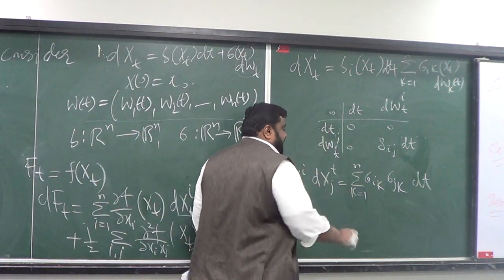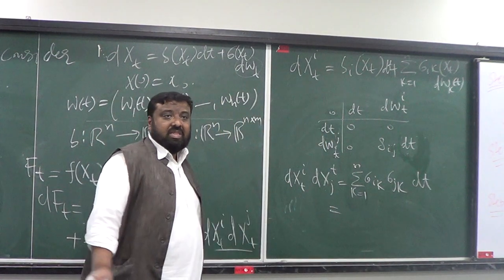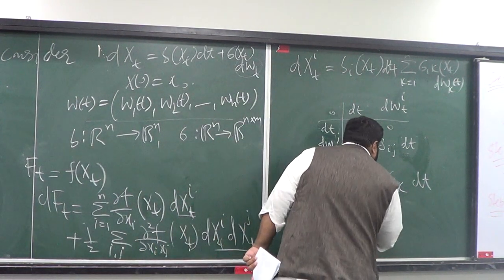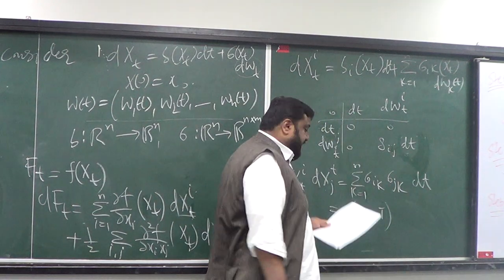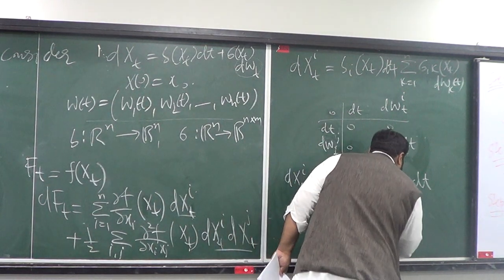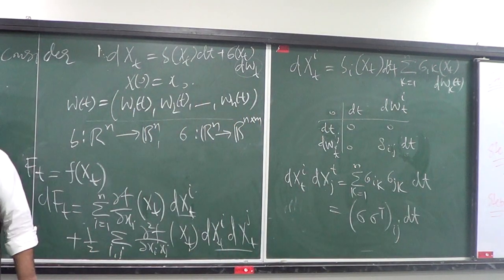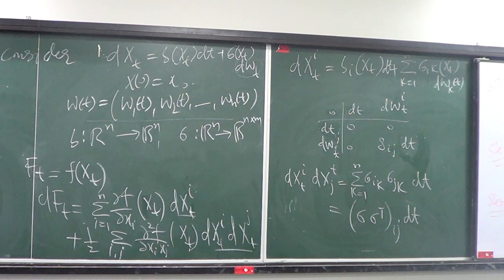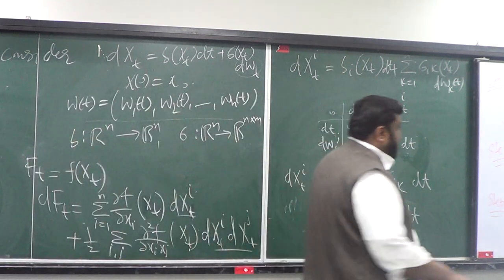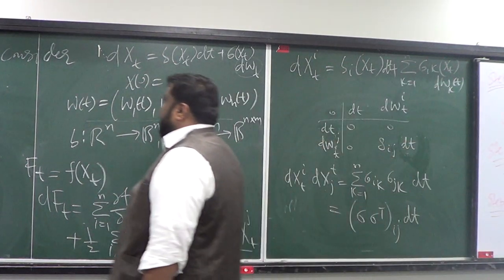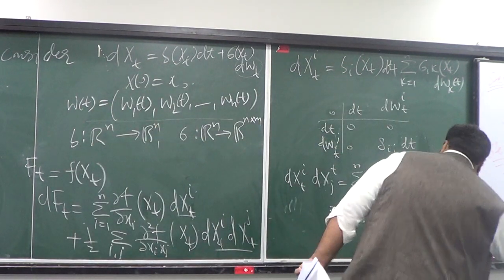So what is this? I can write this as: take your sigma matrix, transpose it, and take its ijth entry. So the sigma transpose times xj identity. Okay? And now, let me get rid of it.